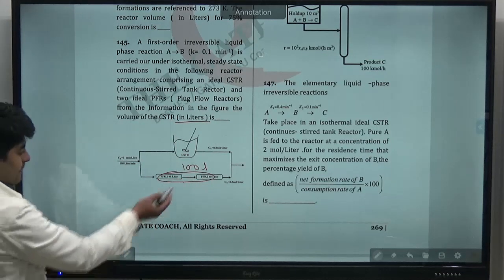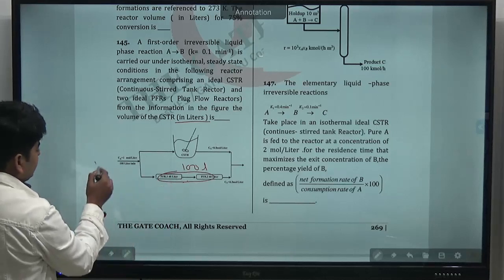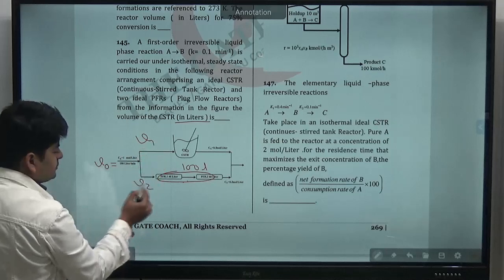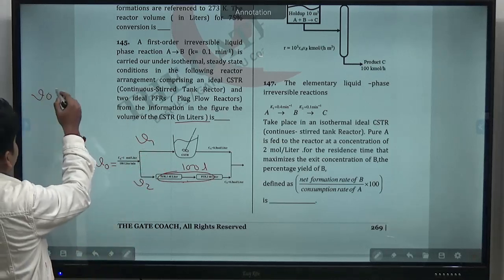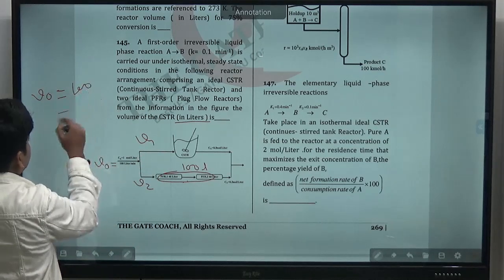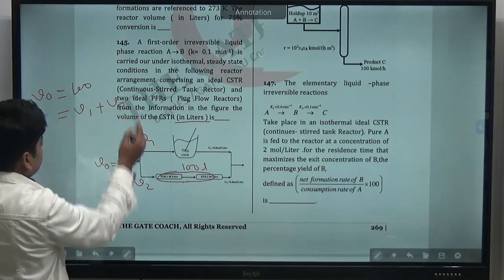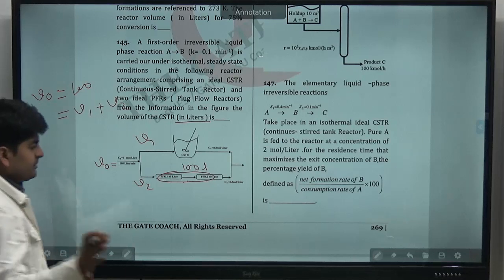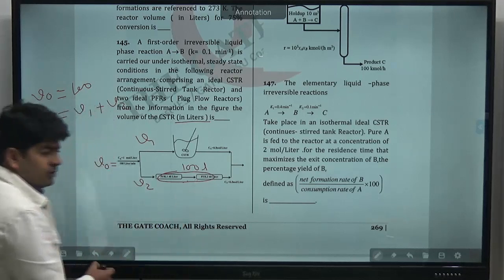So what to do? First, apply the mole balance over PFR. And here one thing is, V0 is given 100. Let's say this is V1, this is V2. So it is obvious that V0, that is 100, is equal to V1 plus V2, as this is the distribution taking place. So I hope it is clear to you, that's not a big deal.